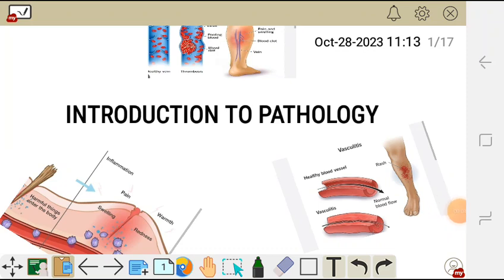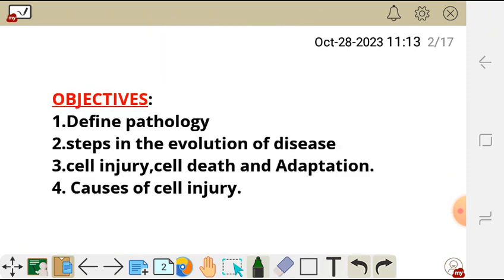In this video, we're going to look at introduction to pathology. So in this video, we're going to define what pathology is. And then from there, we're going to look at the steps in the evolution of disease. And then from there, we're also going to look at cell injury, cell death, and cell adaptation. And then from there, we're going to finally look at the causes of cell injury.